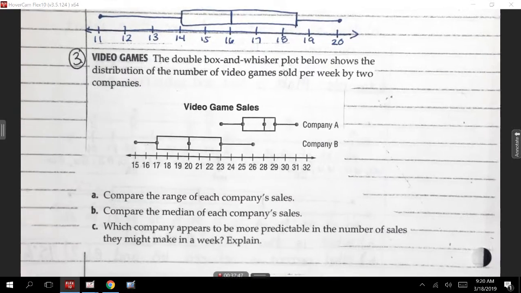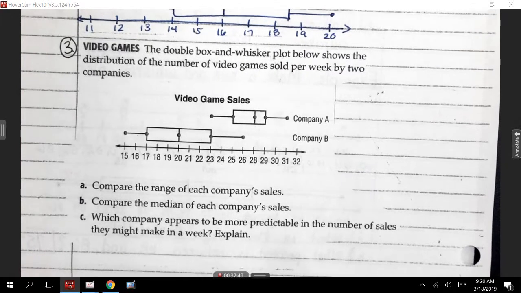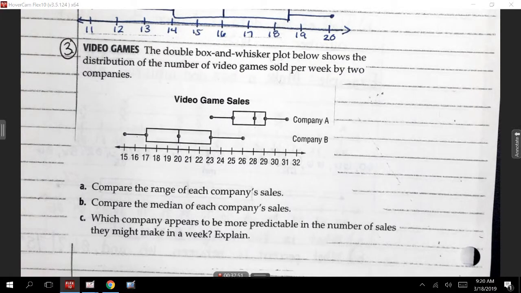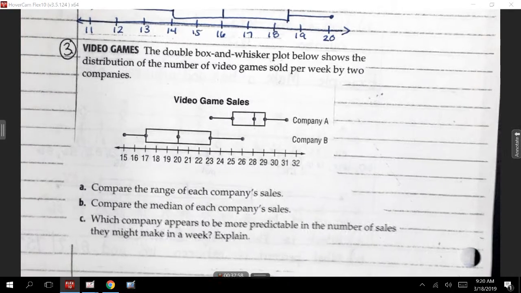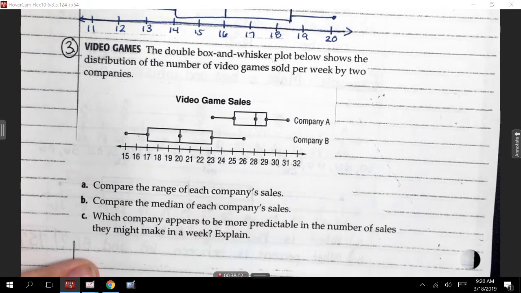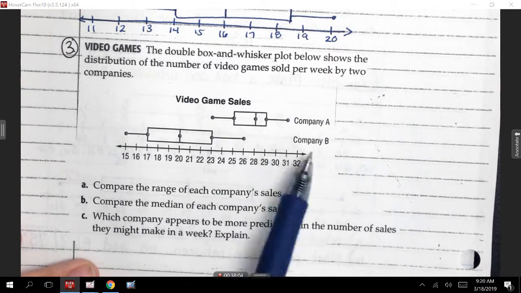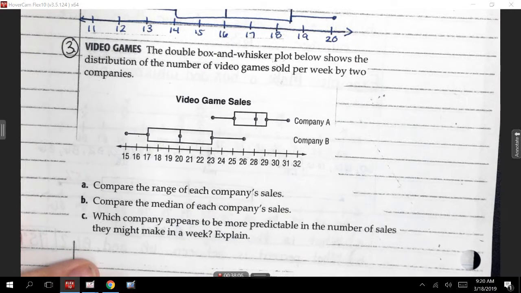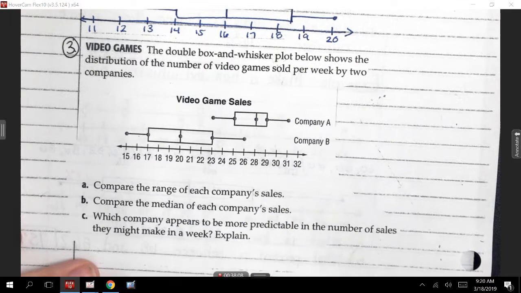Number 3. Box and Whiskers done. That's awesome, right? All we got to do is answer some questions. Y'all ready for that? All right. Compare the range of each company's sales. So I have company A, there's a Box and Whisker, company B. Guys, this would just be called a double Box and Whisker because I got 2 Box and Whisker, okay?